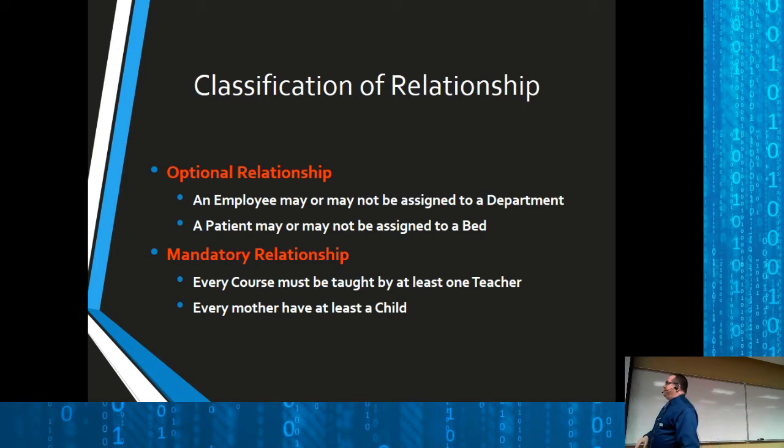Mandatory relationship. Every course must be taught by at least one teacher. Can you imagine showing up for a course and there's no teacher? Actually, that's happened. I've seen that happen. And that teacher became me when they had to fill in the slot, but it didn't have a teacher. I don't know why they wrote it like that. Every child has to have at least a mother.